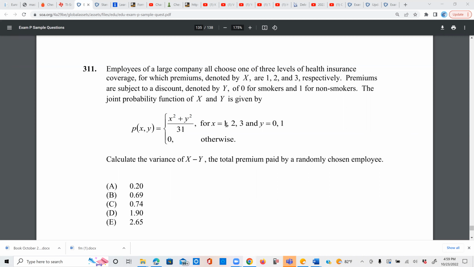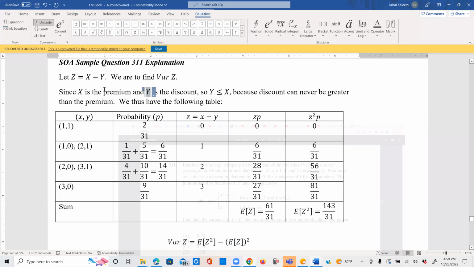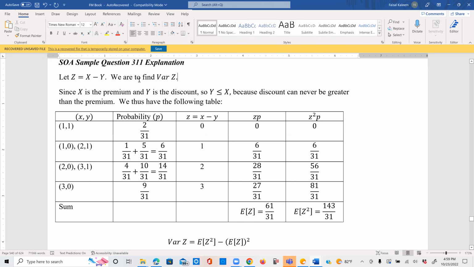So X takes on 1, 2, and 3, and Y takes on 0 and 1. Since we need the variance of X minus Y, we call X minus Y a new variable, Z, and therefore we have to find the variance of Z. X is the premium and Y is the discount, so the discount has to be less than or equal to the premium, because premium is like the price, and the discount can never be greater than the price.